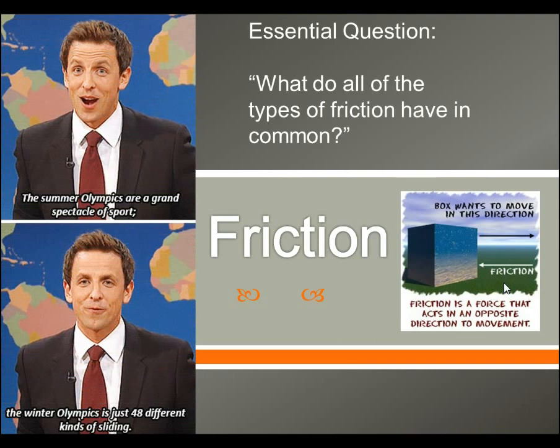I like this line from Saturday Night Live. Summer Olympics are a grand spectacle of sport, but the Winter Olympics is just 48 different kinds of sliding. Low friction right there. That's what we'll be talking about in just a second.